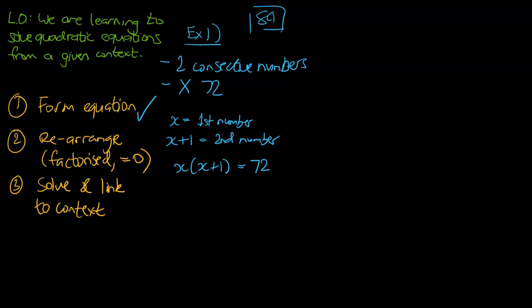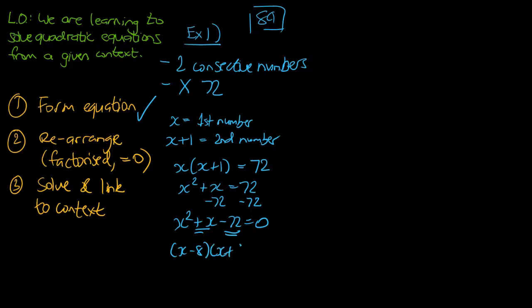We've done our equation. We then need to go ahead and rearrange to make sure we've got our conditions. So we're going to expand that bracket. That's going to be x squared plus x equals 72. We're then going to go minus 72 minus 72. So x squared plus x minus 72 is equal to 0. We're then going to look to factorize what multiplies to negative 72 but adds to positive 1. And that is going to be negative 8 and positive 9. That's equal to 0.